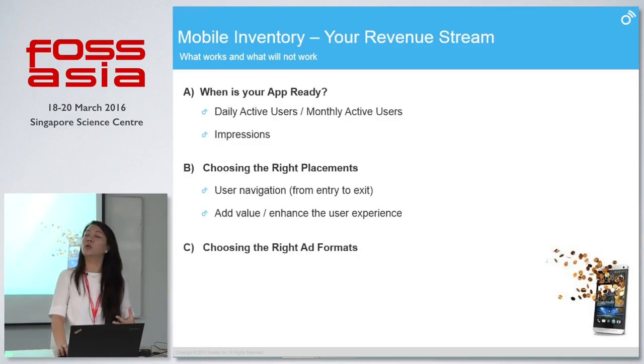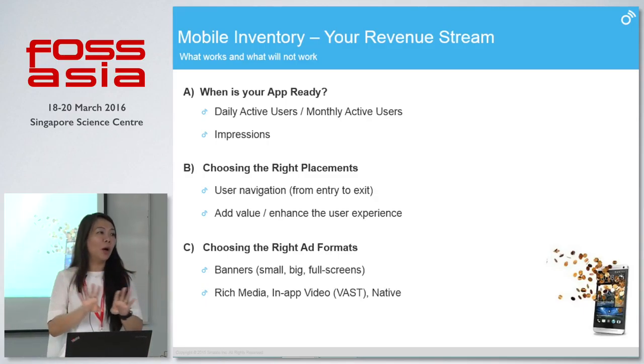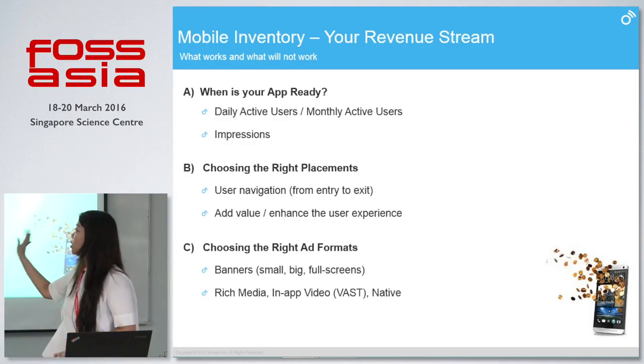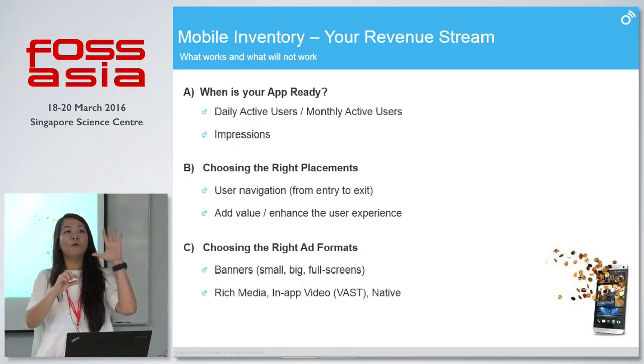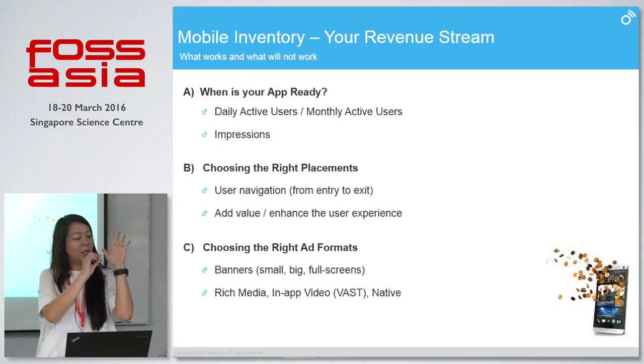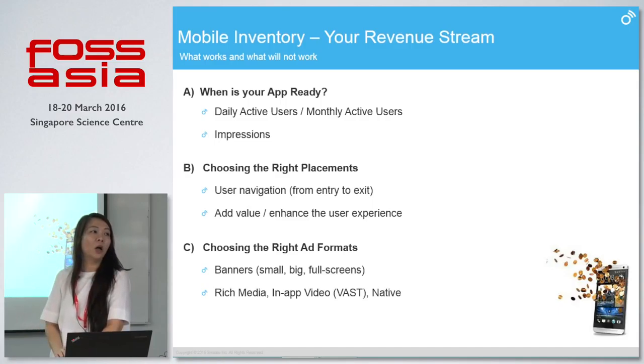Now, after you have decided where the optimal positions are to place the advertisement, then you have to choose the ads. There are a lot of ads out here. We have banners: the small ones, the medium rectangular ones, and the full screen ones. These are easy names. The small one we call 320 by 50, literally a small one. On your phone, usually you will see a very small banner right at the bottom or on the top. That's called a 320 by 50. Then you have the middle rectangle and the full screens, what we commonly call interstitials.